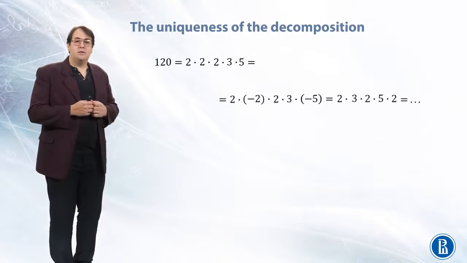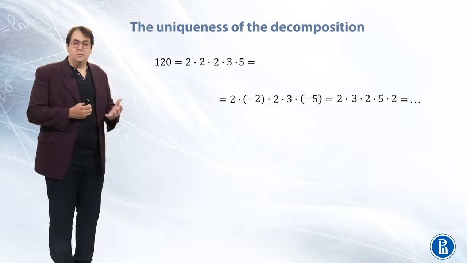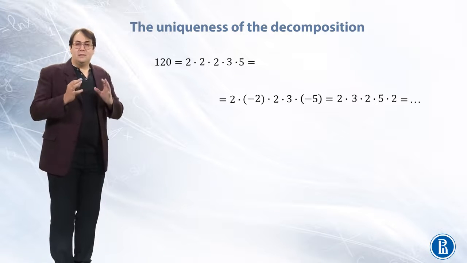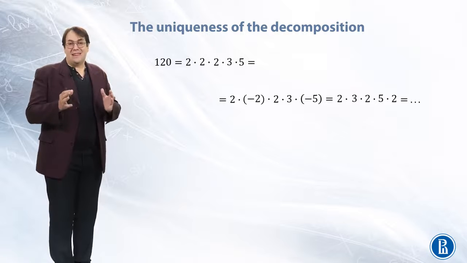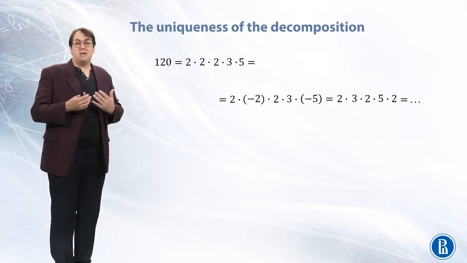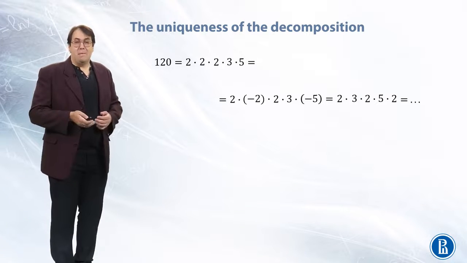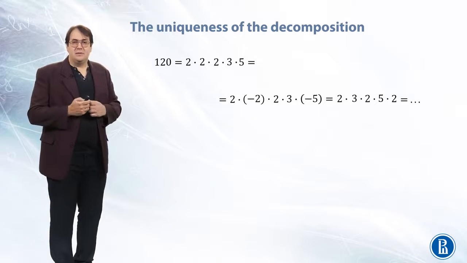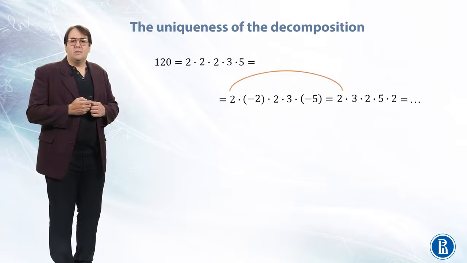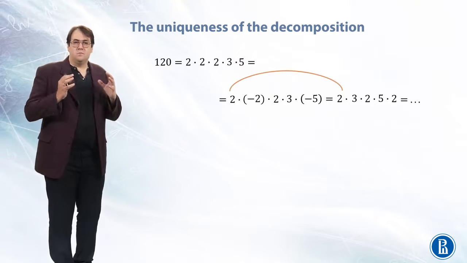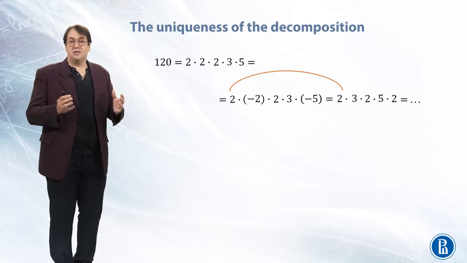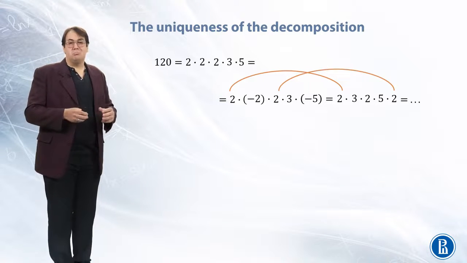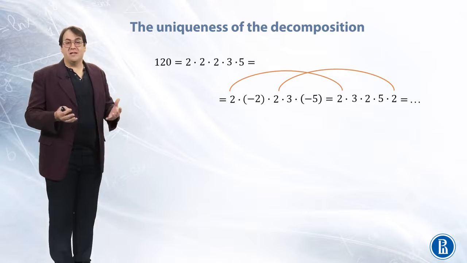And what about this one? 2, 3, 2, 5, 2. When we look at them, we understand that they really look the same. But what does it mean to look the same? Just pay some more attention. We have literally equal factors on the left-hand side and on the right-hand side. And we also have some other literally equal factors.